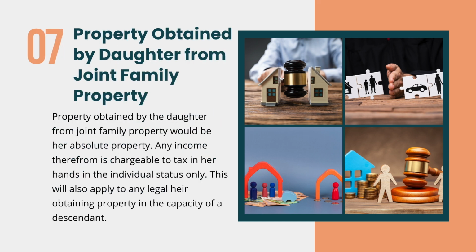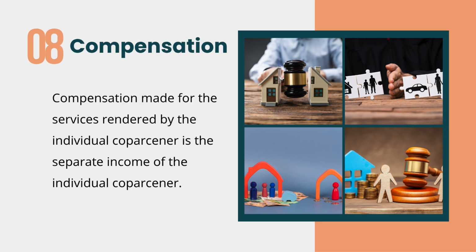Next is property obtained by a daughter from joint family property. Property obtained by the daughter from the joint family property would be her absolute property. Any income therefrom is chargeable to tax in her hands in the individual status only. This will also apply to any legal heir obtaining property in the capacity of a descendant. Next is compensation. Compensation made for the services rendered by the individual co-partner is the separate income of the individual co-partner.